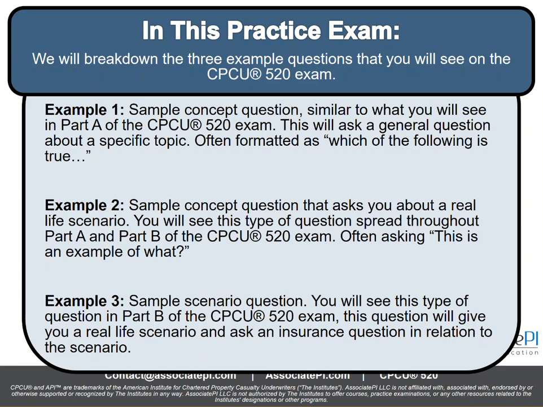Example number 3 is going to be the most difficult one. This is from part B of the 520 exam. This is a sample scenario question. So these ones are really tough. It'll give you a real life scenario. You have to act as an insurance professional to choose the best answer. So these ones are tough. We'll get to that in number 3.